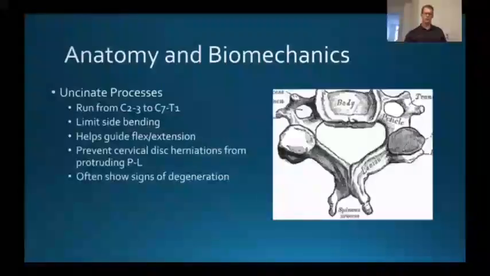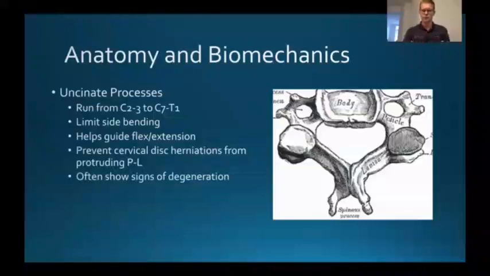All right, I've briefly mentioned these uncinate processes before. They run from C2-3 down to C7-T1, so they're not through the entire cervical spine, but just through a portion of it. And that's important because if they were up at C1, C2, it would really restrict the rotational motion, and we don't want that to happen. So there's a reason why they are in this region.